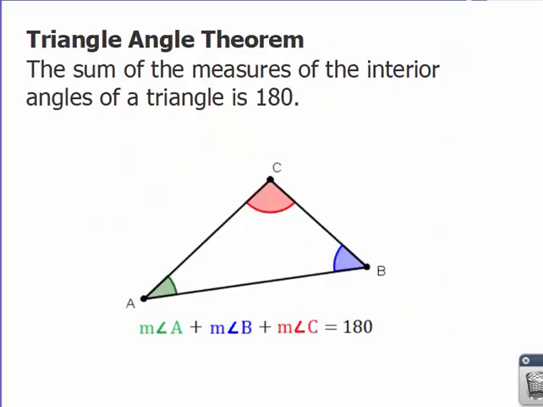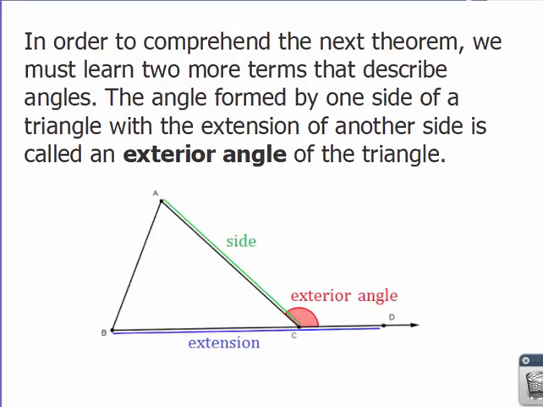Now there's a couple other things that we have to talk about dealing with triangles. And one is exterior angles. It says in order to comprehend the next theorem, we must learn 2 more terms that describe angles. The angle formed by one side of the triangle with the extension of another side is called an exterior angle. So if I look at this right here and I extend this side out, and it intersects right here at this angle, this is considered an exterior angle of that triangle, because it's outside the triangle.